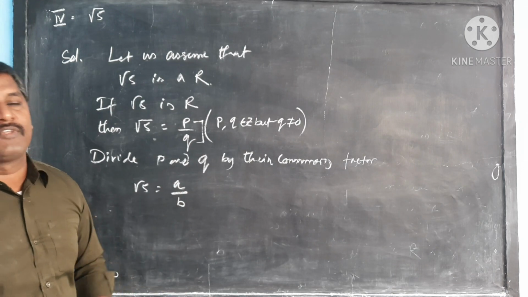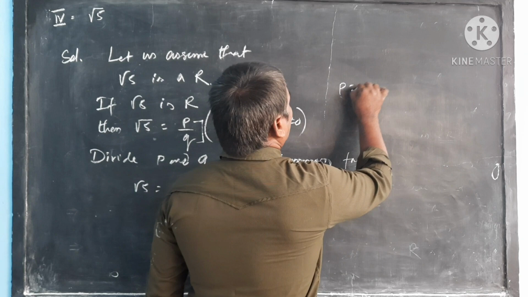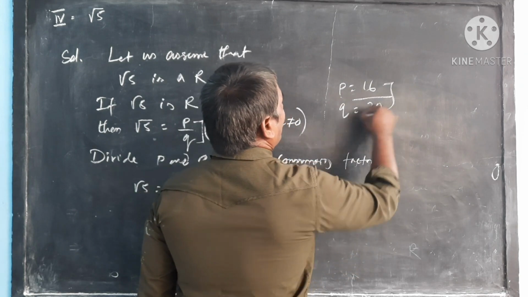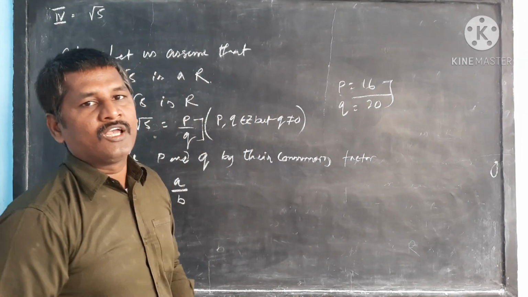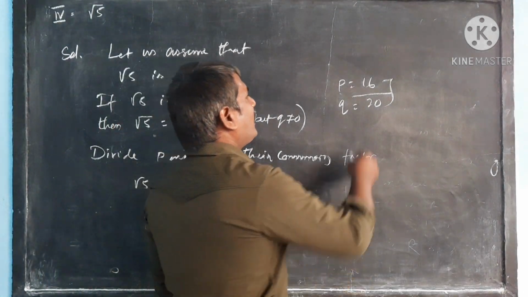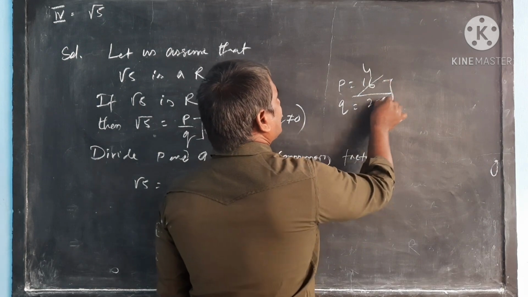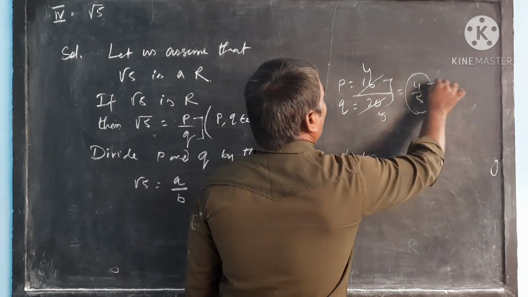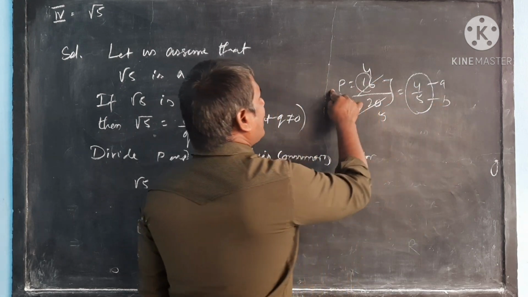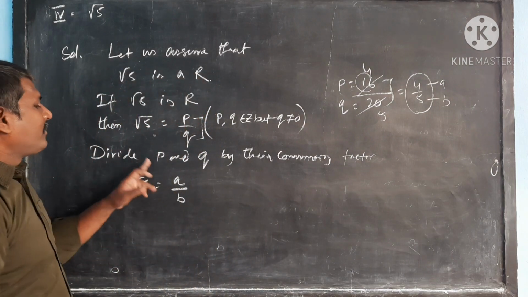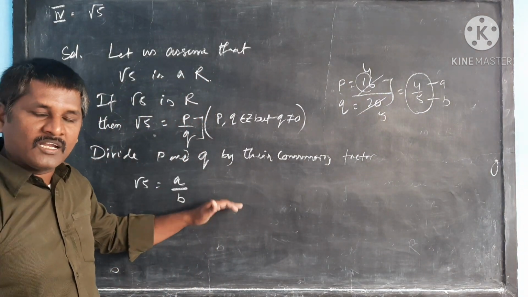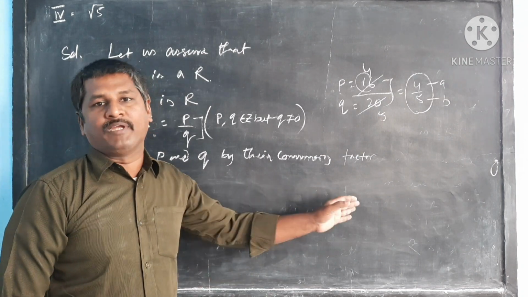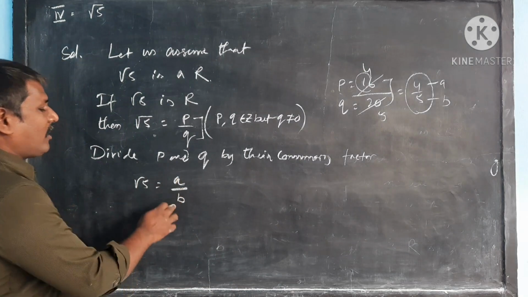Let us take an example with numbers. Let us take p is equal to 16 and q is equal to 20. What is the common factor of 16 and 20? You obviously know that, that is 4. If you cancel by 4, 4 4s are 16, 4 5s are 20. Then we get 4 by 5. This is in the form of a by b, similar to p by q. Similarly, when p and q have a common factor, you can divide both numerator and denominator by their common factor. Then we get root 5 is equal to a by b.